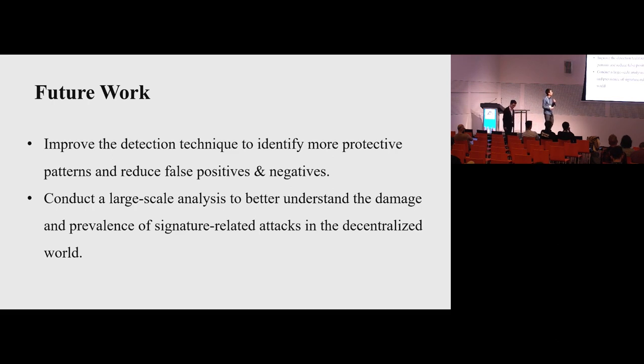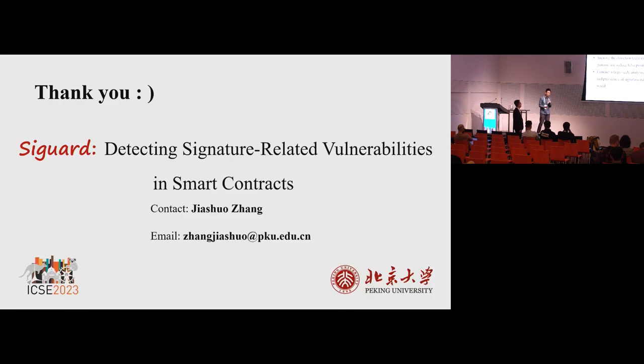Since this is a very preliminary work, we have a lot of future work to do. For example, we will improve the detection technique, such as identifying more protective patterns and reducing the false positives and negatives. We also will conduct a large-scale analysis to fully understand the damage and prevalence of signature-related attacks in the decentralized world. So this concludes our talk. Thanks for listening.